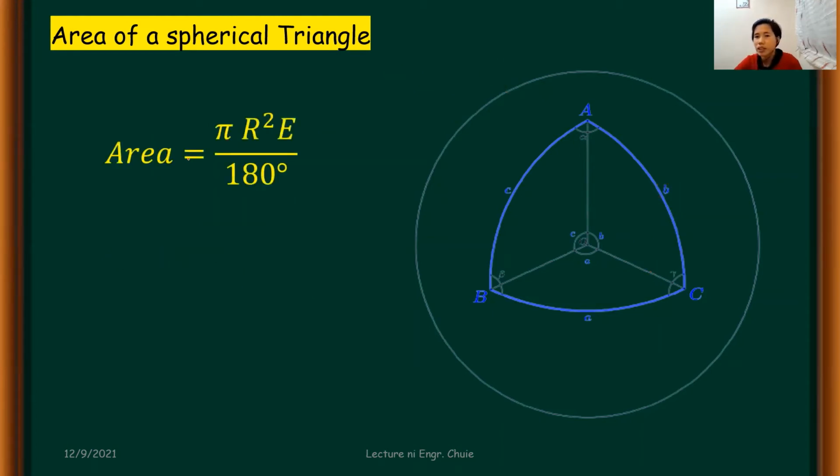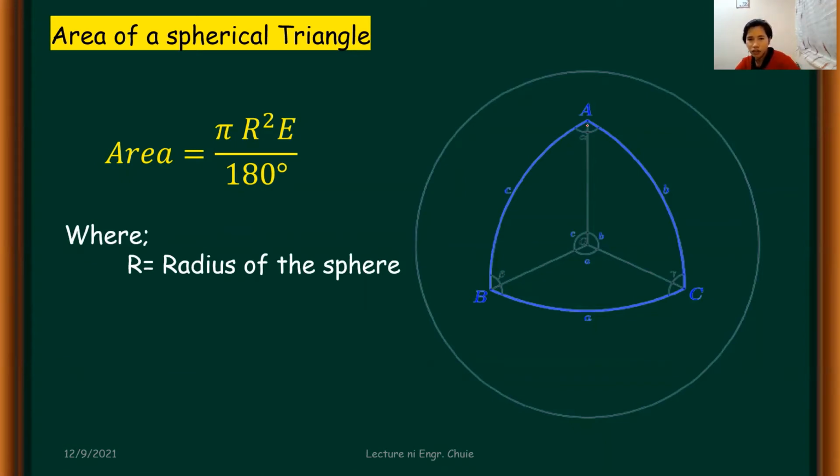Another formula to compute the area is pi r squared E over 180 degrees, where r is the radius of the sphere. In this illustration, this is the radius of the sphere, so this is also equivalent to r, and this one is also equivalent to r. We can use this formula if the given is the value of the radius of the sphere, then we can compute the area. But we need to find the value of E.